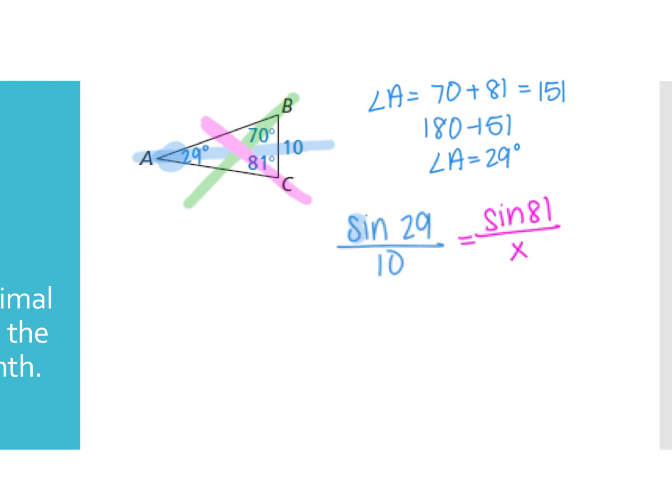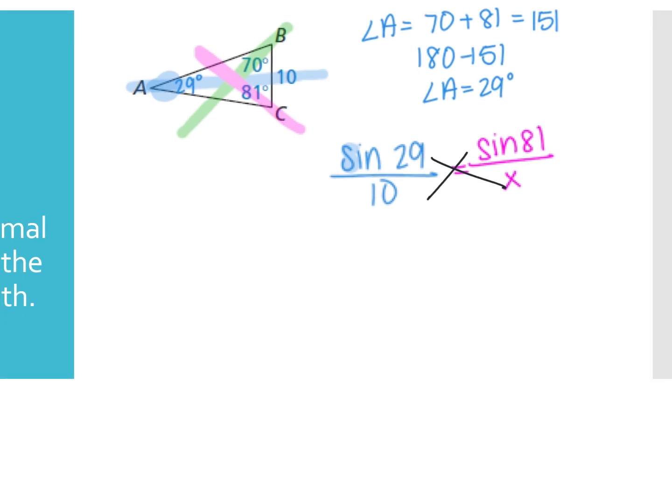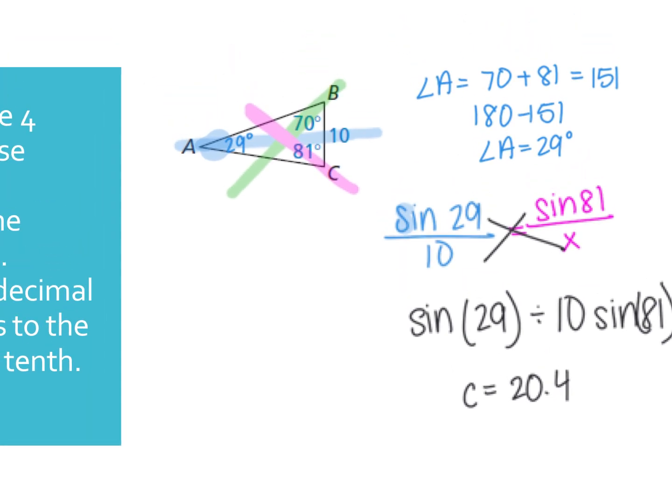Same thing as proportions. Now I have to cross multiply. What am I cross multiplying? Same thing as we did with proportions. If you plugged it in correctly, side C should have been 20.4. All right, now we're going to go ahead and find side B.